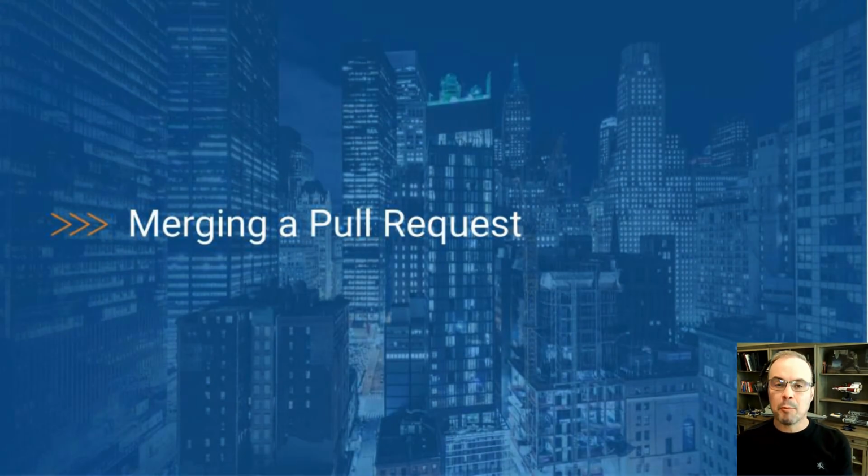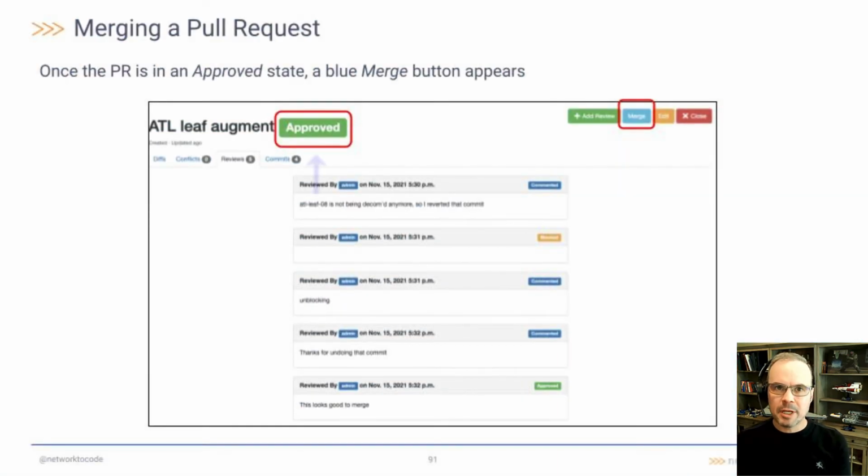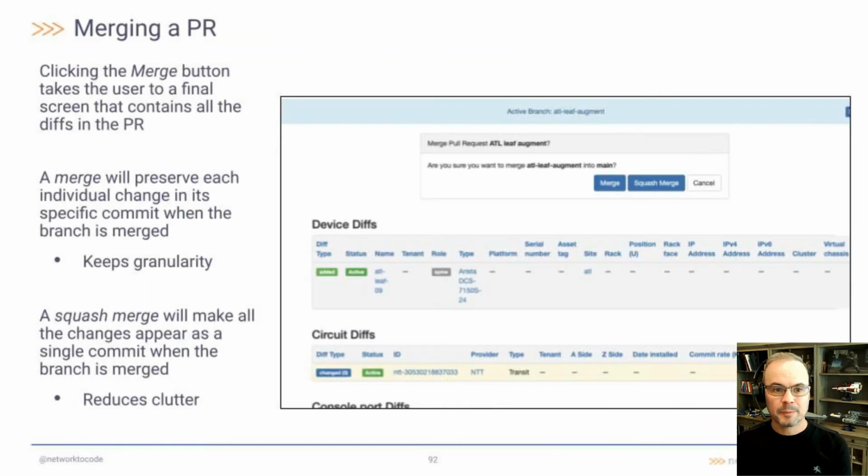Now let's talk about merging a pull request. Once the PR has moved to an approved state, a blue merge button will appear in the top right corner of the review screen. Clicking on that merge button will take the user to a final screen that contains all the diffs in the pull request. This is your final chance to review all the changes prior to moving them into production.